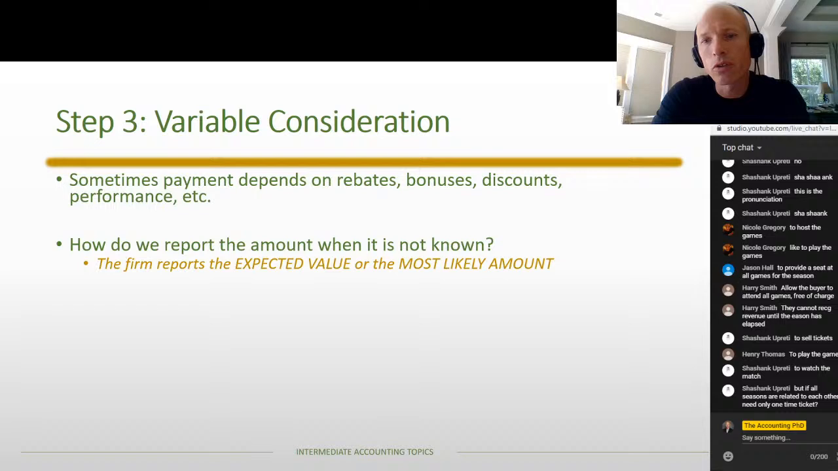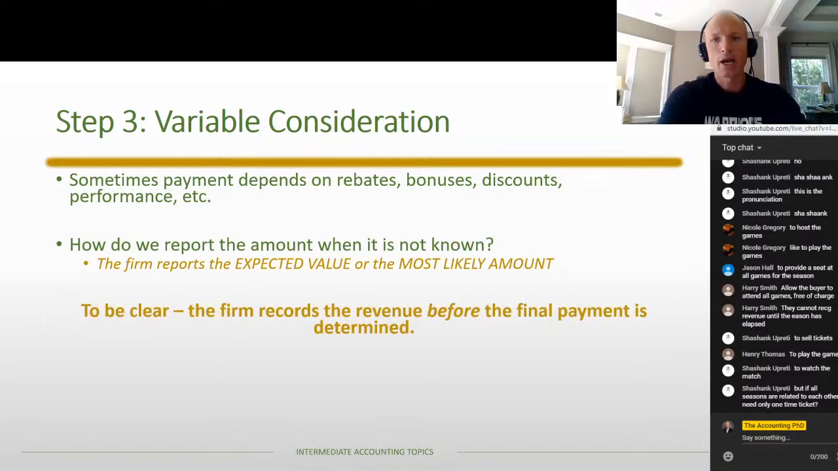There are two options under the new standard. You can either report the expected value or the most likely amount. Those are very similar, but not quite the same. An expected value is, I would say, more like an average, so a mean. If there are 20 different outcomes, let's just take the average, and that's what we're going to report. The most likely amount is really a specific amount that is the most likely to occur. You might have 5 different outcomes, and let's say that one of the outcomes is 55% likely going to happen. Well, okay, that most likely amount is what we would report.